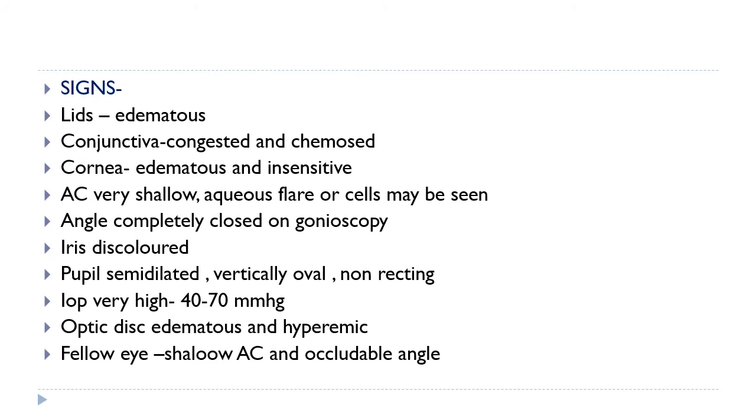may be seen. On gonioscopy, the angle is closed, and the iris is discolored. The pupil is semi-dilated, vertically oval and non-reactive. Obviously the IOP is raised, about 50 to 70 mm of Hg, and the optic disc is edematous and hyperemic. The fellow eye, the other eye, also has a shallow and occludable angle.